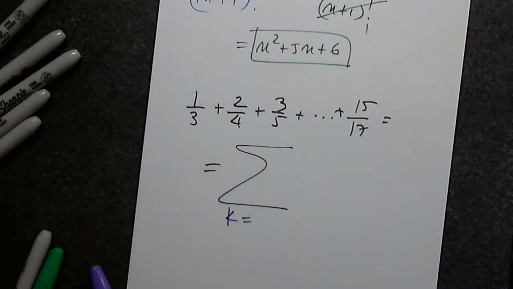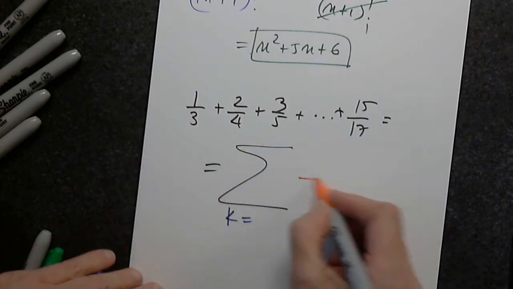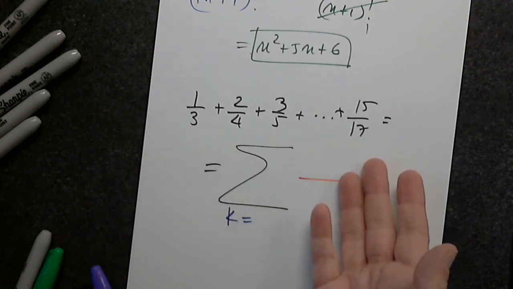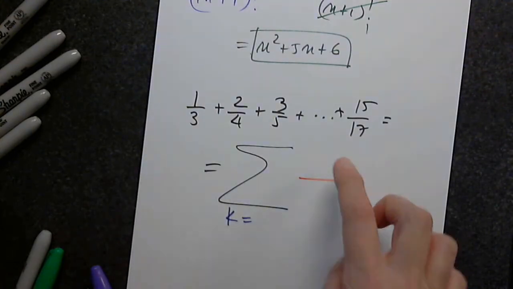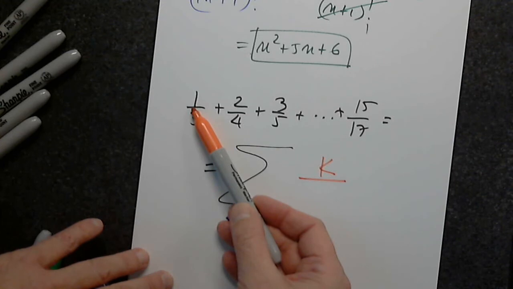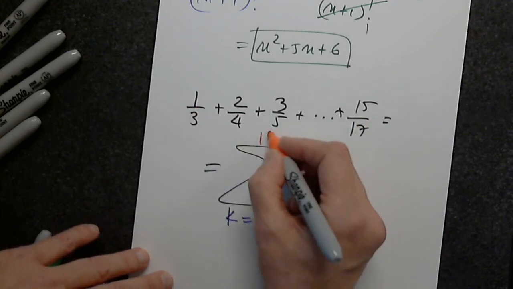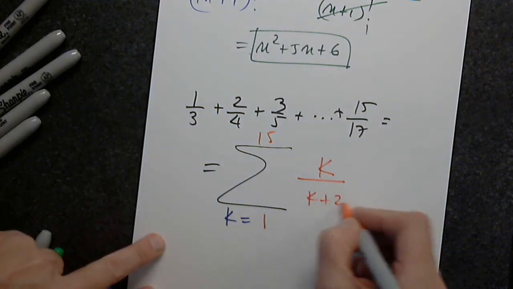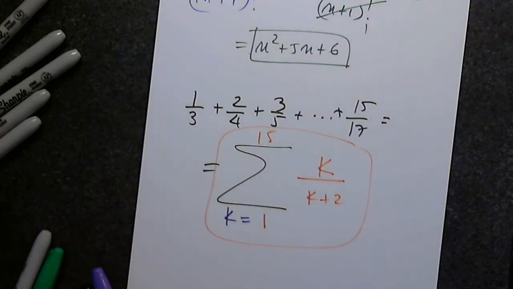So what would you say? Would you agree that the terms, they're all a fraction, so I have to have something at the top and something at the denominator? Would you agree with that? Since they're all fractions, right? Good. So what do you think we're going to have at the top? Indeed. From 1 through 15, and the top is K. What about the denominator? K plus 2. Indeed. This is it. Let's check. When K is 1, I get 1/3. When K is 2, I get 2/4. When K is 3, I get 3/5. When K is 15, I get indeed 15 over 17.